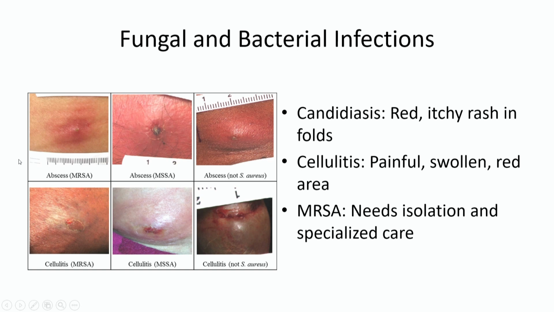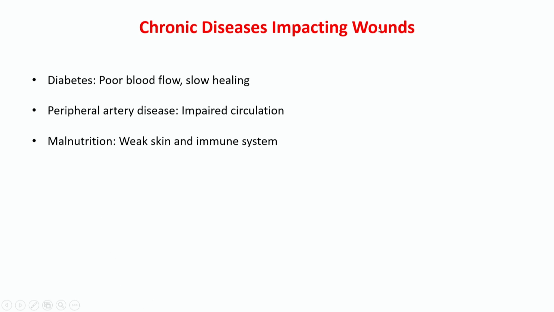So these are the methods by which you can measure the wound size. The chronic disease impact on wounds: with chronic disease there is also a chance of skin wounds. Diabetes mainly: poor blood flow, slow healing. Peripheral artery disease: impaired circulation. Malnutrition: weak skin and immune system. So these are the conditions: malnutrition, peripheral artery disease and diabetes. These are the metabolic diseases which make your skin more prone to skin wounds.